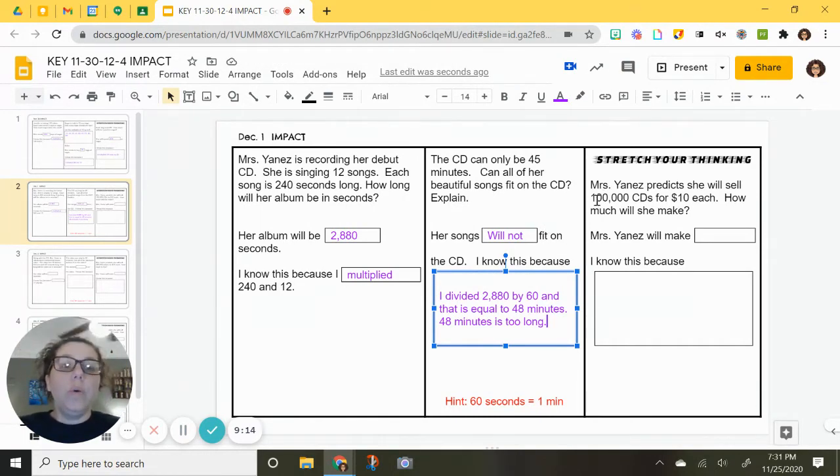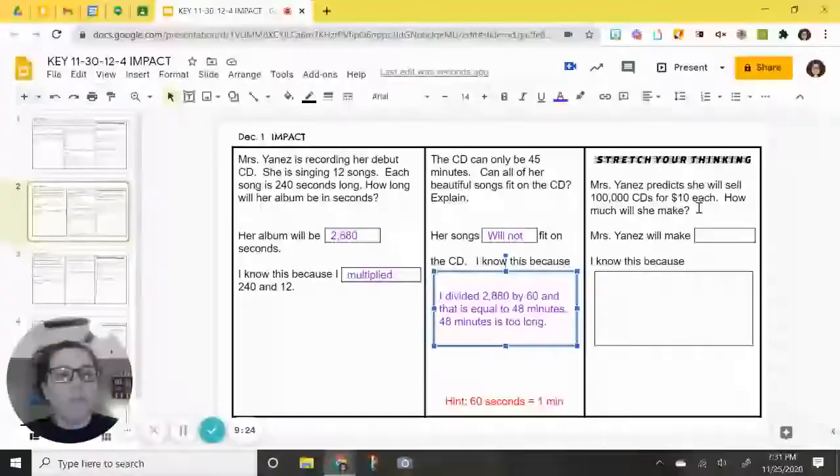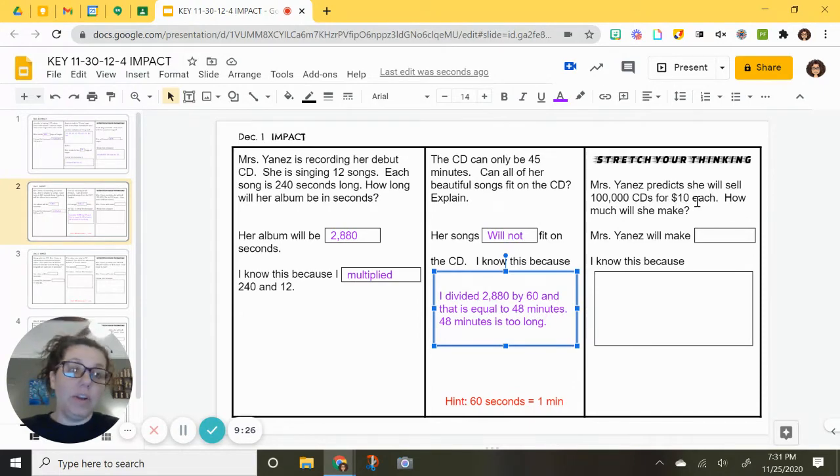Okay, so I'm predicting that I'm going to sell 100,000 CDs. Makes sense. Of course. I'm so good at it, you know. Oh. And they're going to be $10 each. How much will I make?